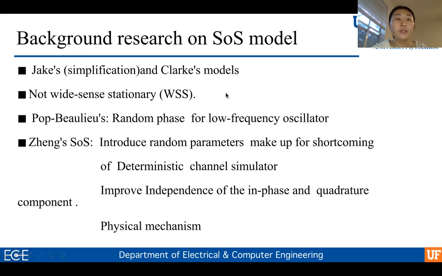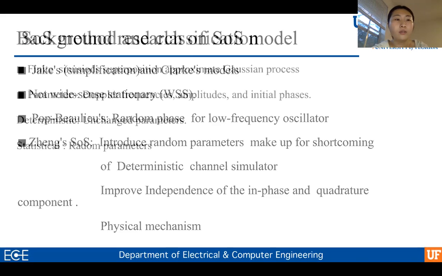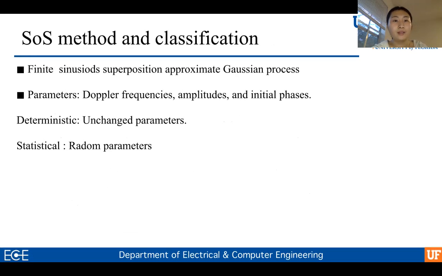So what is the background of the research? There are Jakes' and Clarke's models. Jakes' model is the simplification of Clarke's model, but it is not wide-sense stationary. So Pop and Beaulieu proposed a random phase for the low frequency oscillator, and it solved the problem: it becomes wide-sense stationary. Then Zheng's model was proposed, which introduced random parameters to make up for the shortcoming of the deterministic channel simulator. It really improves the independence of the in-phase and quadrature components, but it does not take the physical mechanism into consideration.